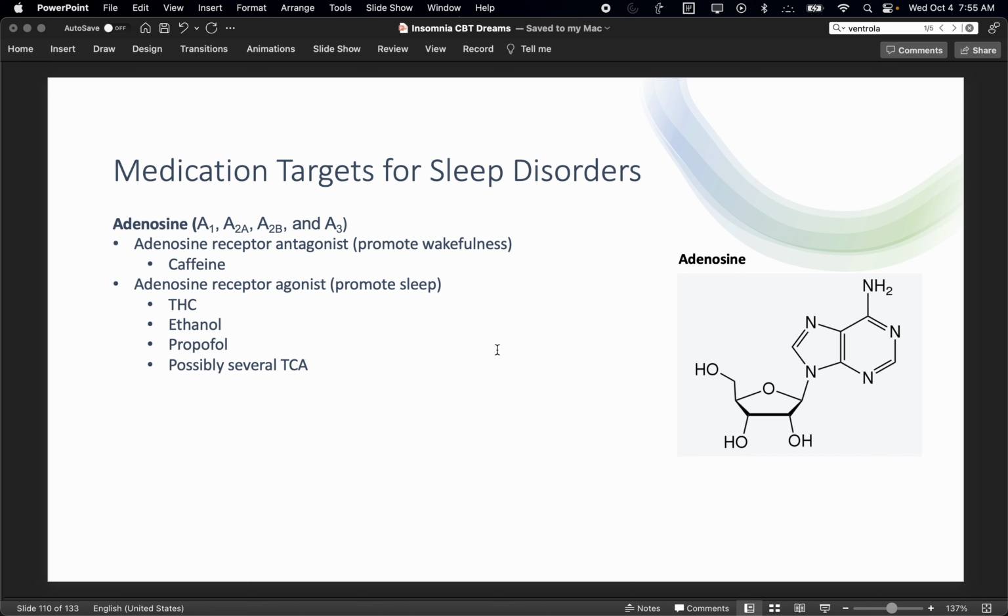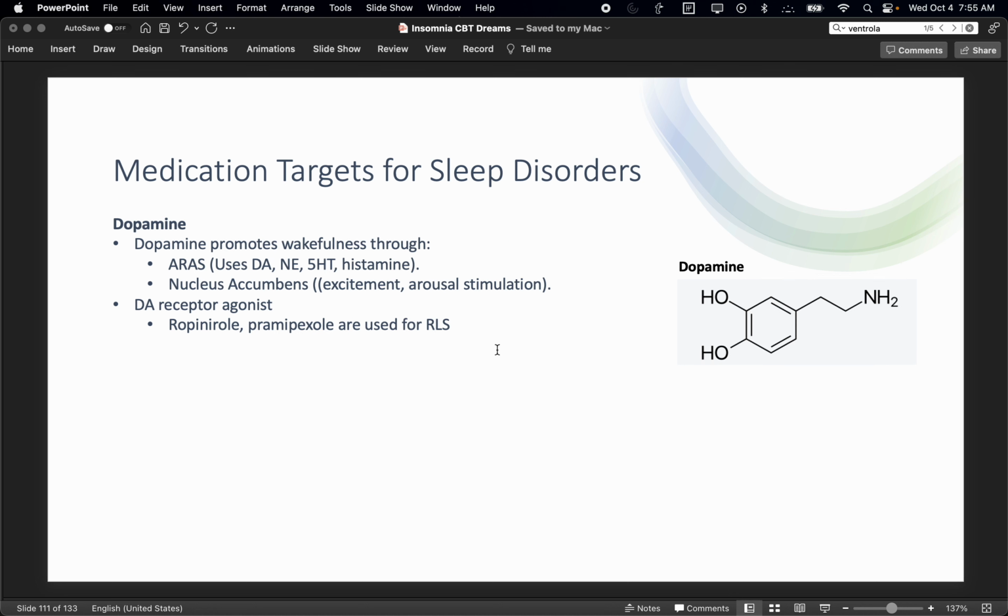So adenosine receptors promote sleep, and the antagonist promotes wakefulness. And the primary adenosine receptor antagonist is, drum roll, caffeine. So that is what caffeine does. It's also hit by marijuana through THC. Alcohol can do it, propofol, and maybe there's some evidence for some TCAs as well.